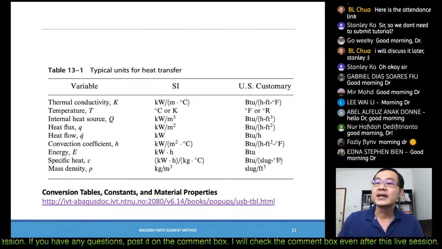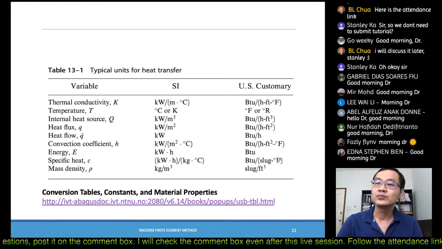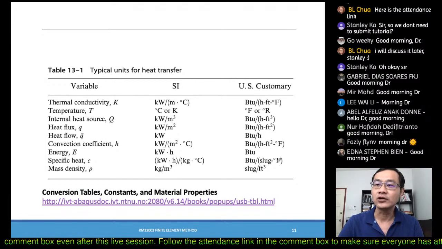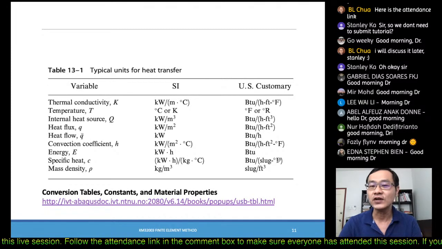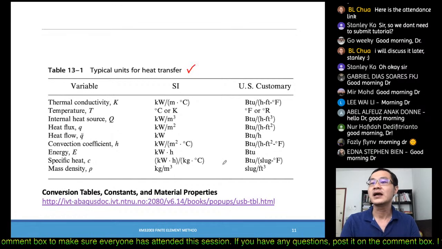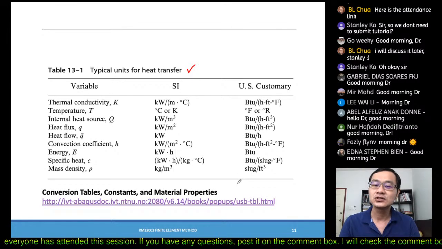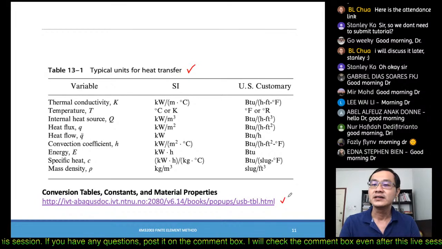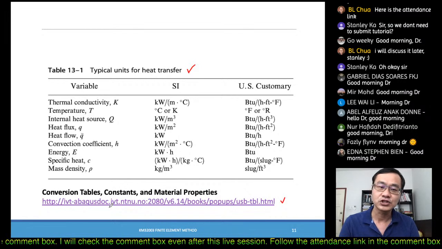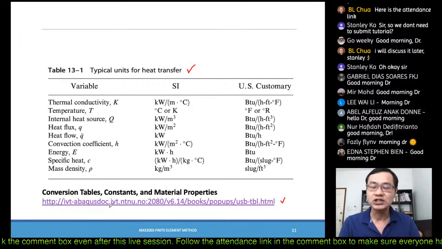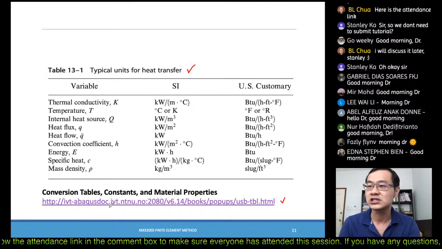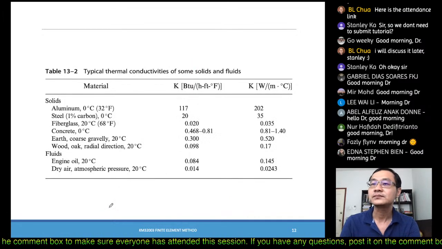You may need to make sure that your units are consistent according to the software. This is what is given in the textbook, and if you apply it using software, then you have to check their conversion table. This is from Abaqus, and I have also shared the conversion table or the units used in LISA FEA, so you can always check that as well.